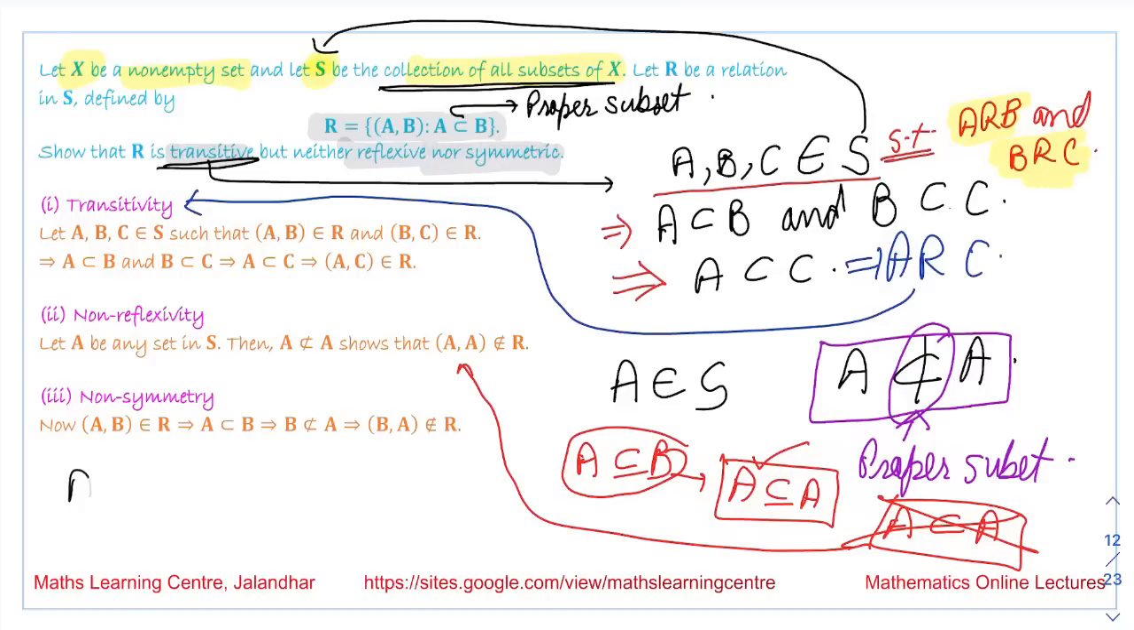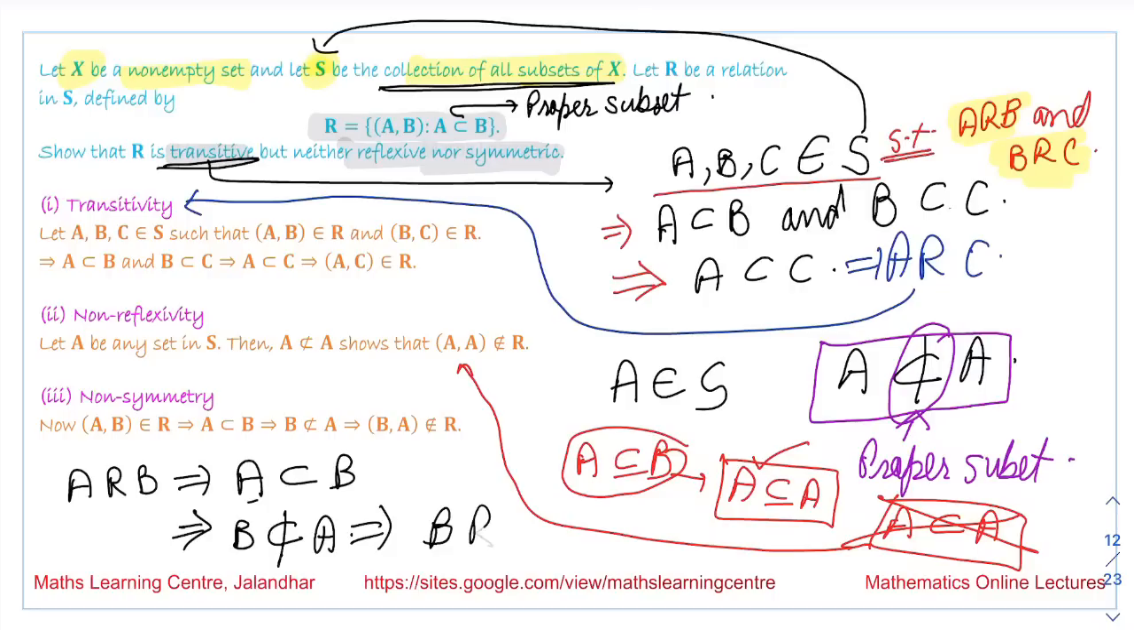Next is if A is related to B, this implies that A is a proper subset of B, and if A is a proper subset of B, then B cannot be a proper subset of A. It means B is not related to A. It means this relation is not symmetric.